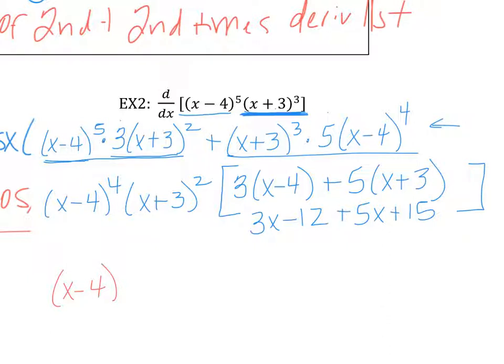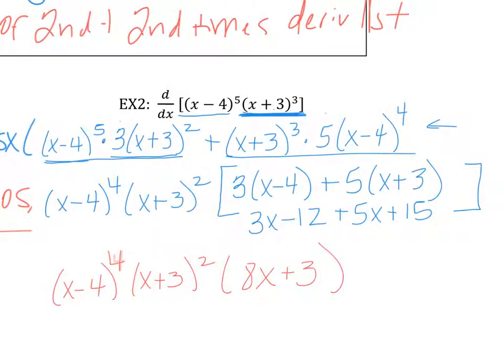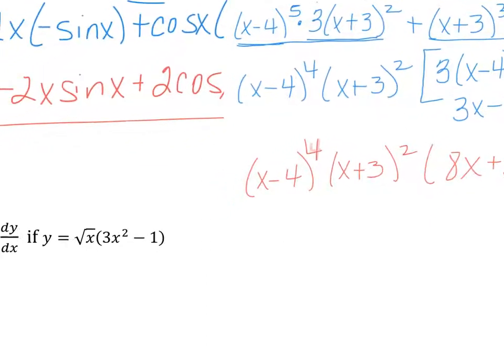So x minus 4 to the 4th. Wrong pen. I'll get it together. And then x plus 3 squared. And then what is this parenthesis simplified to? 8x plus 3. And that's the final answer that would be on the answer blank. So it does get a little bit tricky for sure, and there's some algebra in it that you'll have to do. Let's look at this next one.